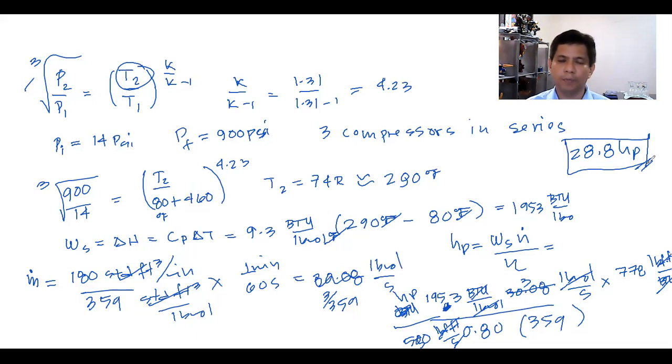Okay? So since you have three compressors, the total horsepower is times 3. So that's approximately 87 horsepower. Pero pwede na rin naman yun, kasi pag bibili naman kayo ng compressor, yung horsepower naman ng isa yung ini-specify niyo.